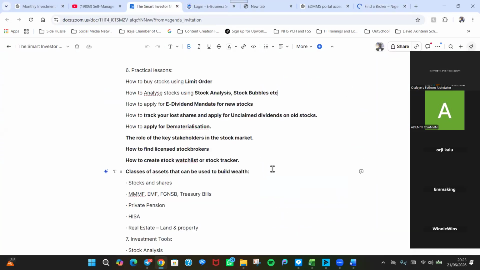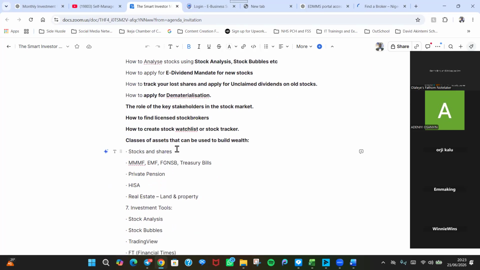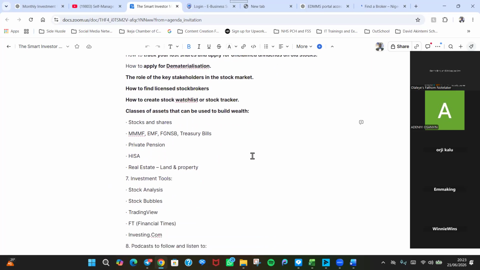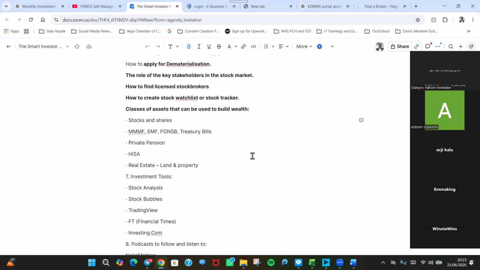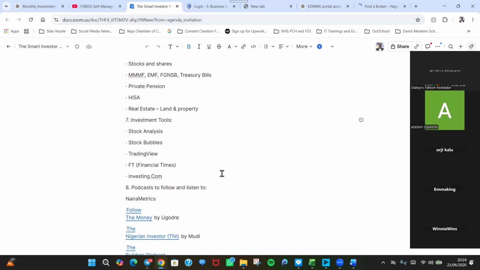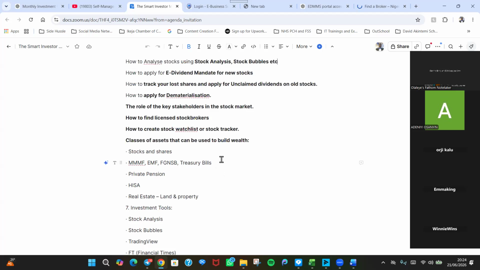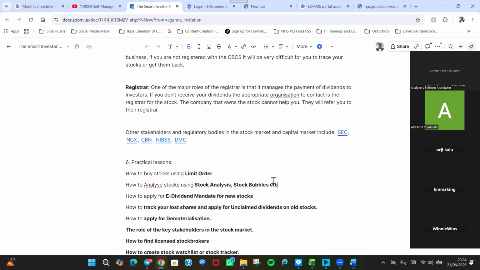Okay, so let's see what is next on our agenda. How to create a stock watch list or stock tracker. I think we've already done that. You just need to get used to how to use stock analysis. Once you get used to stock analysis, you can create a stock watch list or your stock tracker. Okay, classes of assets that can be used to build wealth. I think we will do this and then end it there for today.